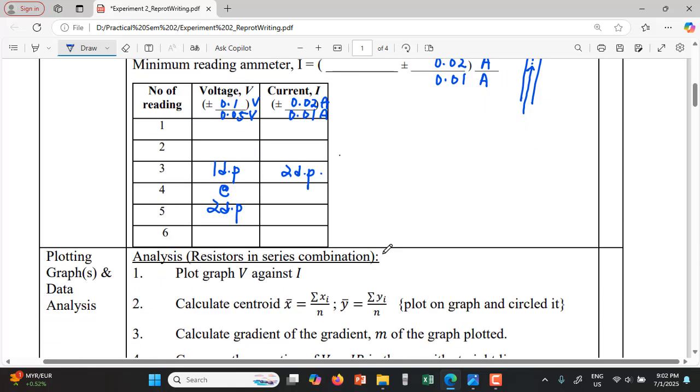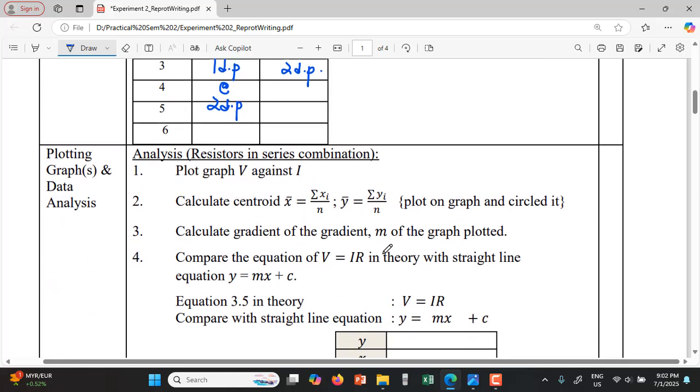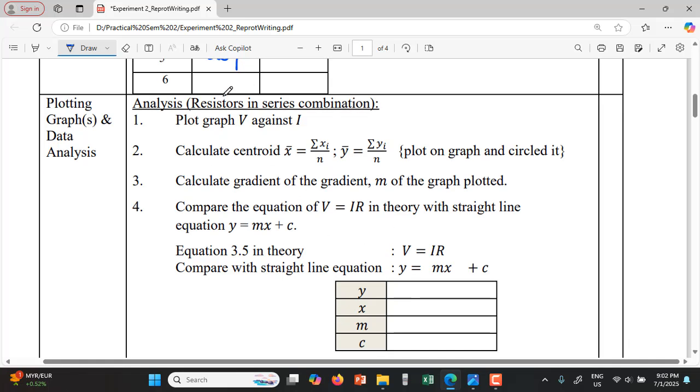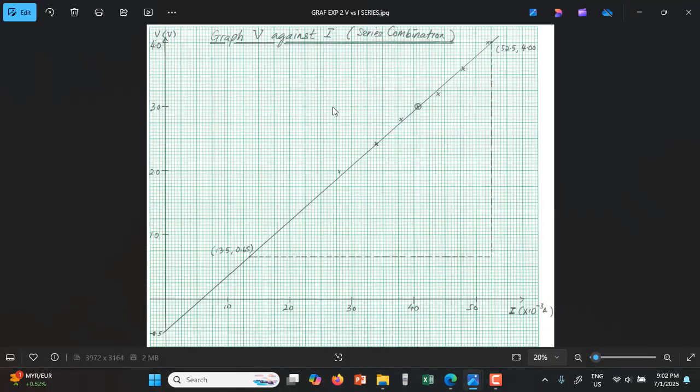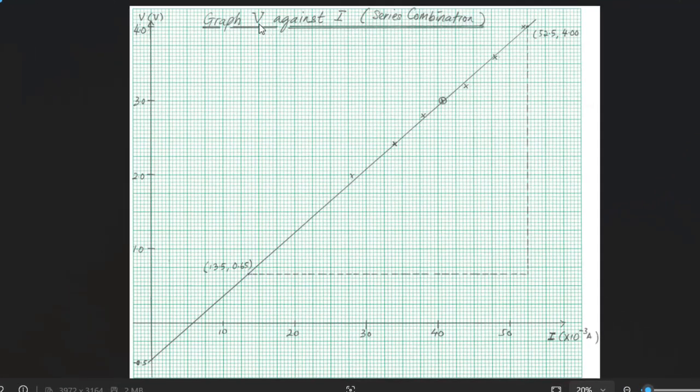Dan we proceed kepada bahagian data analysis. So first you akan ada analysis untuk resistor connect in series. So anda kena kirakan centroid, kemudian plot graph voltage against current, dan pastikan anda plot dan circlekan centroid anda pada graph. Okay, ini contoh graph dia. Okay, contohnya ini adalah graph yang kita boleh plot voltage against current.